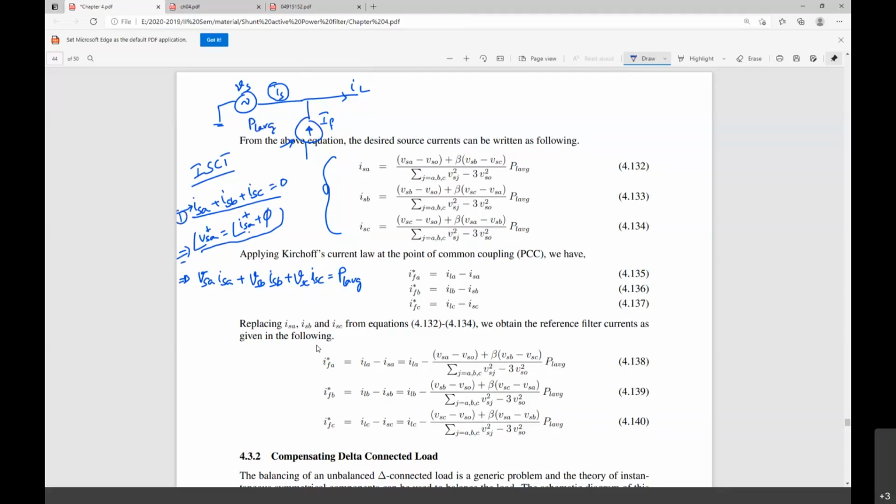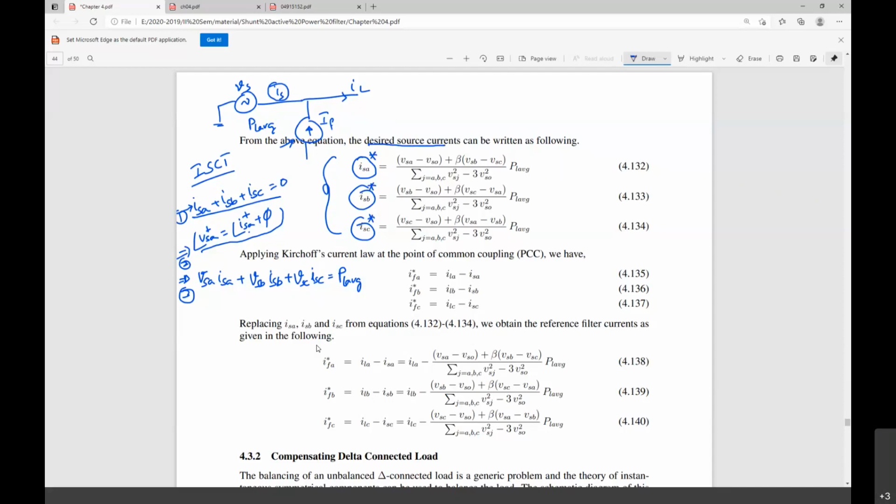Based on the objectives of the compensator, we have derived these particular currents of ISA, ISB, and ISC. Here, when generating these currents of ISA, ISB and ISC, these are the desired currents. You see here the desired, maybe you can represent as a star over here: ISA star, ISB star and ISC star. These are the desired currents.